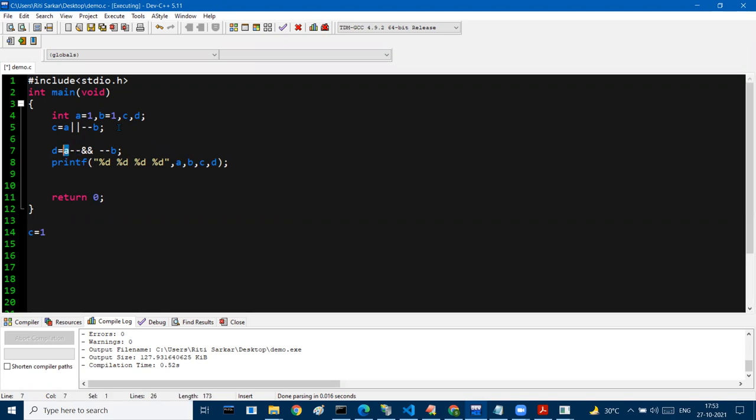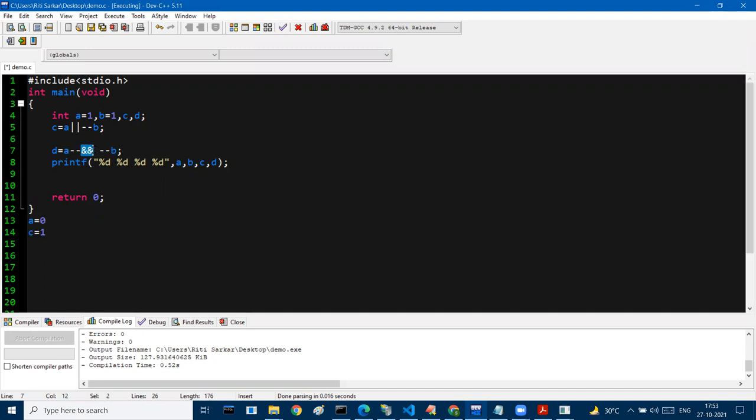So first I will take the decision whether I should go to the other half or not. Yes, logical AND is there and A value is 1. Should I go to the other half? Yes, I should. But before going to the other half, internally, the value of A will become 0. But the decision is taken on A's original value, that is 1. So I go to the other half, but internally A value will become 0.